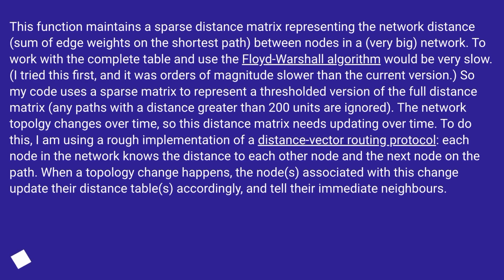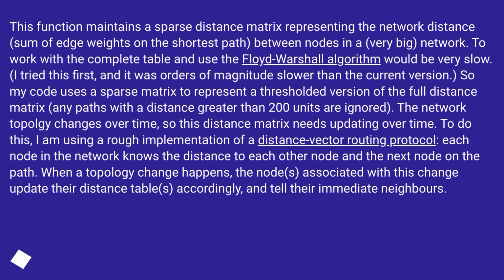To work with the complete table and use the Floyd-Warshall algorithm would be very slow. I tried this first, and it was orders of magnitude slower than the current version. So my code uses a sparse matrix to represent a thresholded version of the full distance matrix. Any paths with a distance greater than 200 units are ignored.